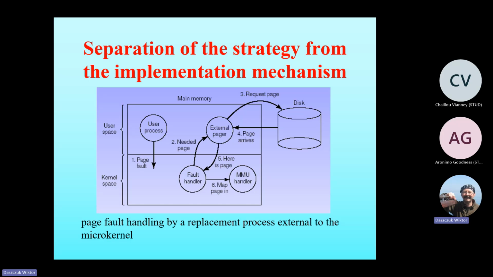Imagine that we have a user process that runs and it generates a page fault. That means that the required page is not in memory. Of course, as every interrupt, it is directed to the kernel. The kernel recognizes that it is a page fault and has a special handler. And the role of this handler at that time is only to wake up a process.